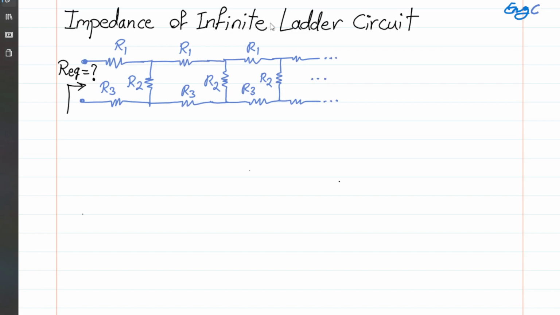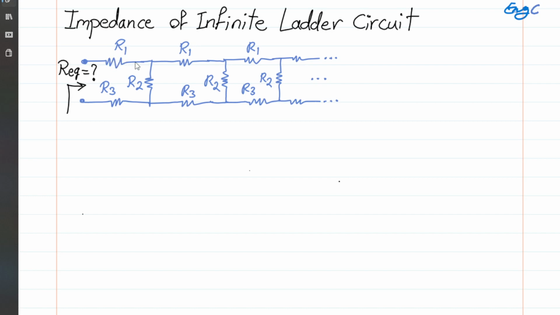This example shows you how to compute the impedance or equivalent resistance for an infinite ladder circuit or network. So this infinite ladder circuit is shown. We want to find the equivalent resistor or impedance in this scenario, R equivalent. And as you can see, things keep repeating forever.